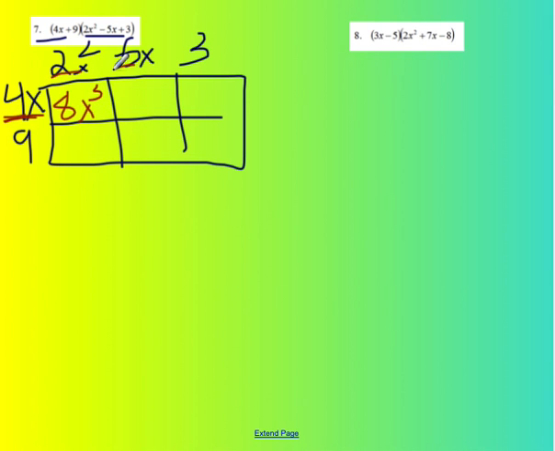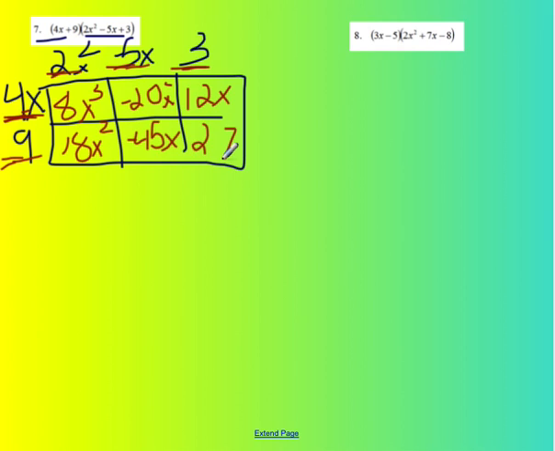4 times a negative 5 is a negative 20. X times x is x squared. 4 times 3 is 12, and then we just have an x. 9 times 2 is 18, and then we have x squared. 9 times a negative 5 is a negative 45, and then we just have the x. And 9 times 3 is 27. So now we want to find our like terms. What I notice is that my like terms fall on these diagonals. But just to play it safe, I'm going to write out all of my terms.